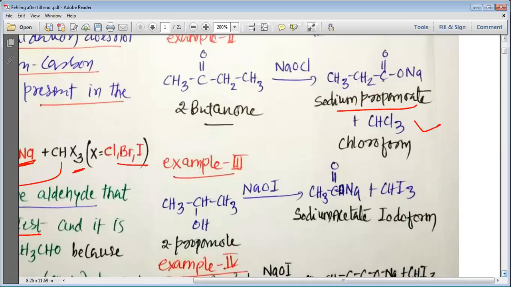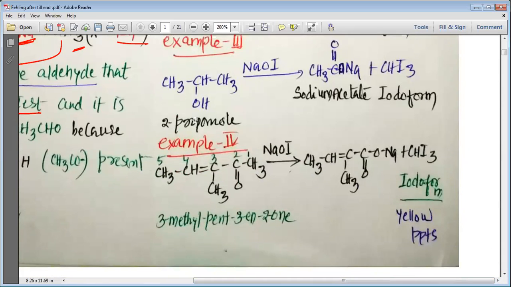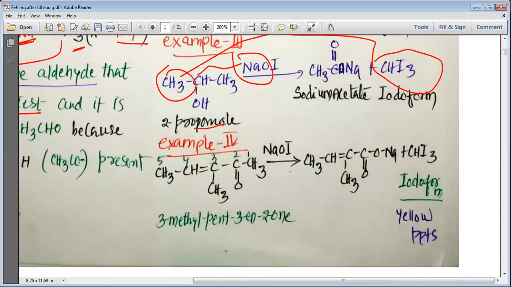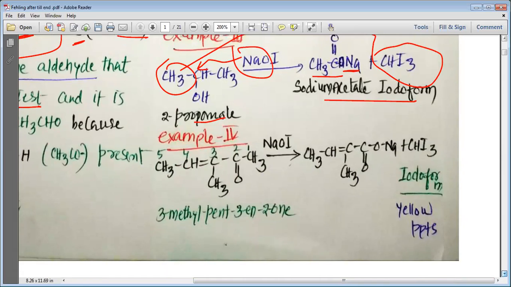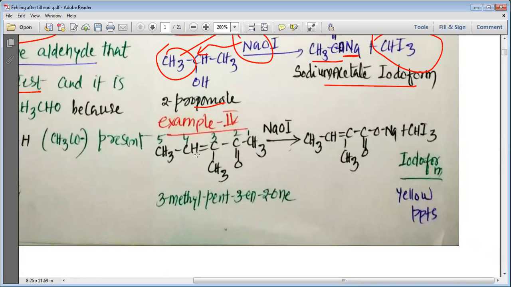Now we have one more example with the alcohol. If you have 2-propanol, this CH3 turns out to be CHI3, and CH3C double bond O ONa. This ONa is bonded here and you get CH3C double bond O ONa, and you get sodium acetate and iodoform.